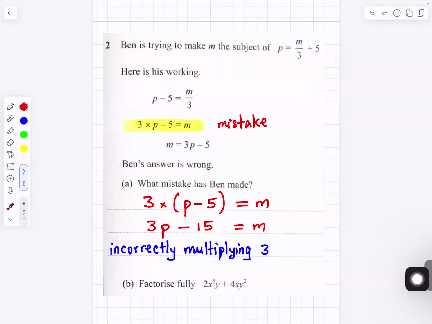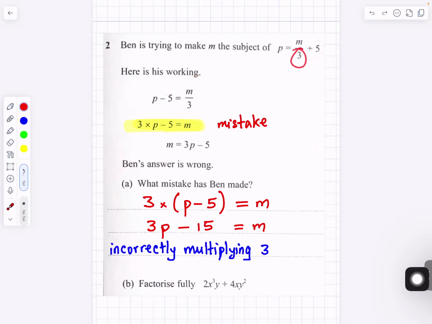Question number 2. Ben is trying to make M the subject of P equals M over 3 plus 5. When you want to make M the subject, you have to remove the 5 and remove the 3. So think of the 5 as your shoes and the 3 as your socks. Which one do you remove first? Do you remove your shoes before your socks? So you remove the 5 first. So it becomes minus 5. Opposite of plus 5 is minus 5.